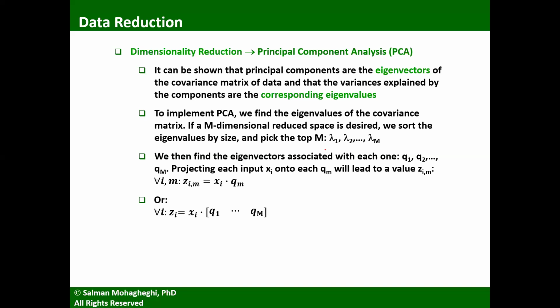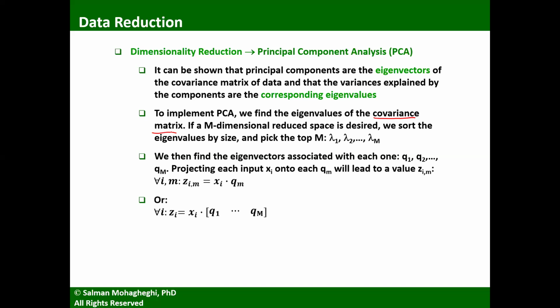In fact, it can be shown that principal components are essentially eigenvectors of the covariance matrix of data, and the amount of variance that is explained by each one is the corresponding eigenvalue. So what we do in order to implement PCA is we first form the covariance matrix of the data, then we find its eigenvalues and sort them from the largest to the smallest, and essentially determine how many of these eigenvalues we need in order to explain the majority of the variability in data.